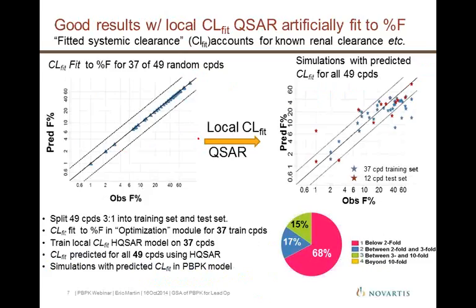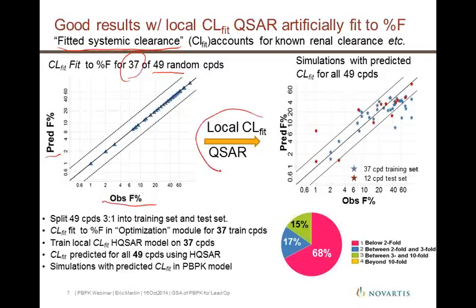So to get around this problem, Mike pointed out that there's an ability within GastroPlus to optimize one of the input parameters in order to best reproduce the output parameter, in this case the bioavailability. And so from the 49 compounds, we picked 37 at random and then applied this method and found the ideal, what we're calling fitted systemic clearance, that would perfectly reproduce the observed bioavailability in the GastroPlus simulations. Of course, we can't use that on new compounds.